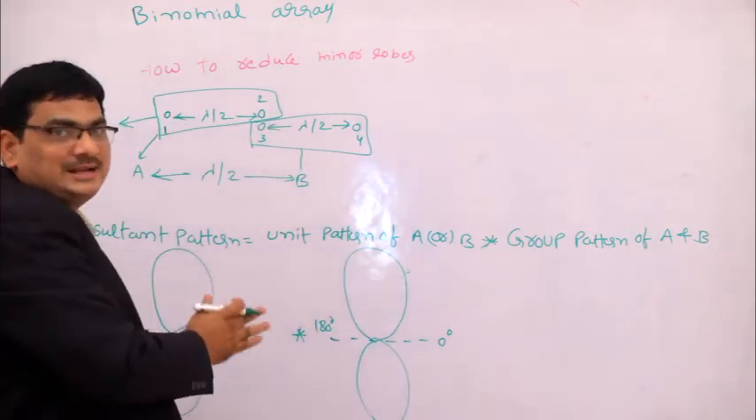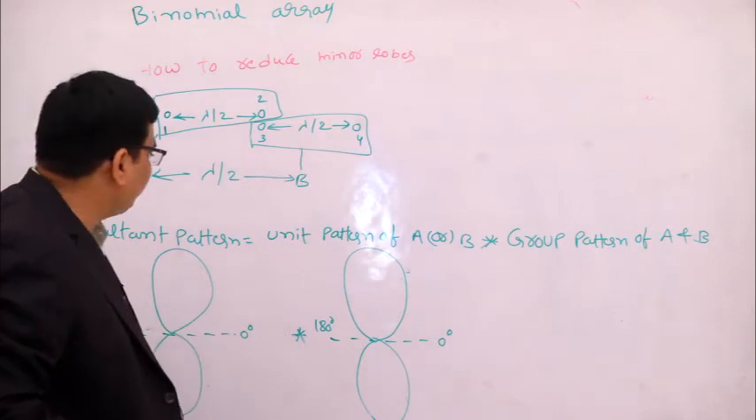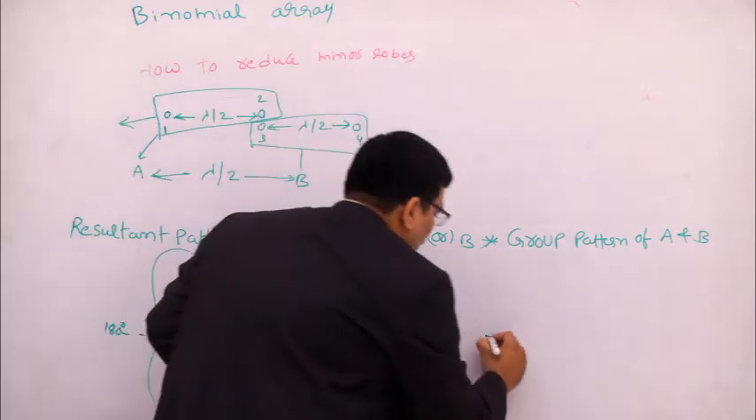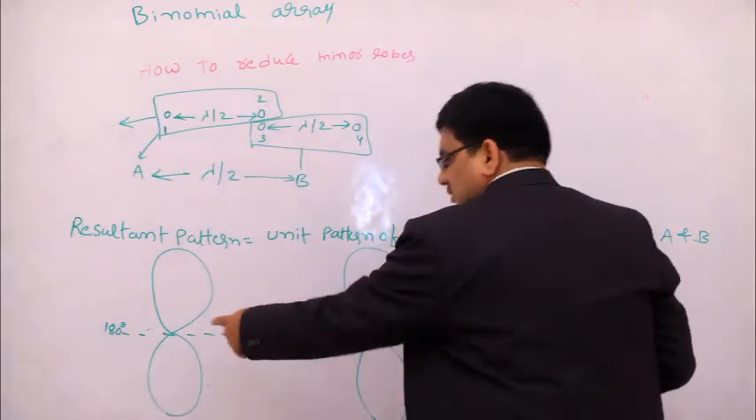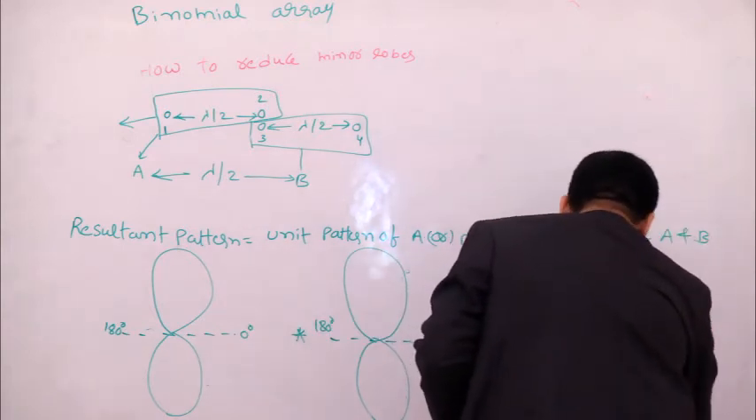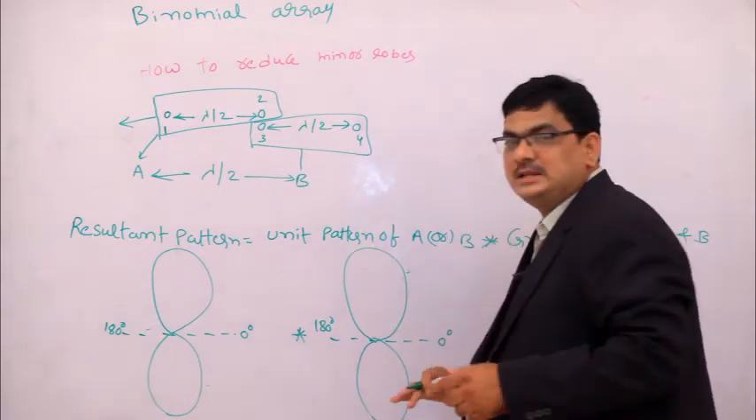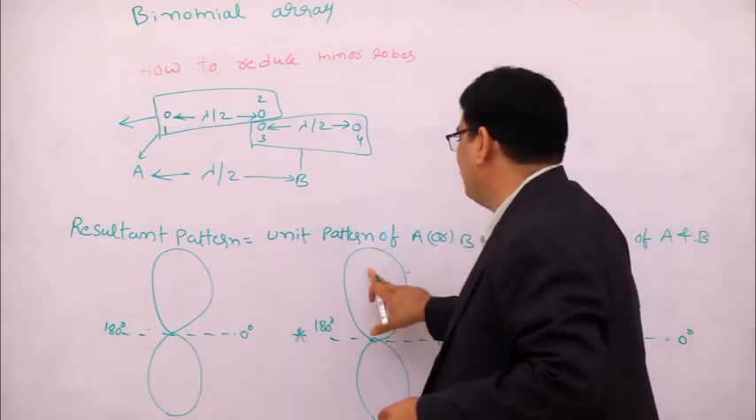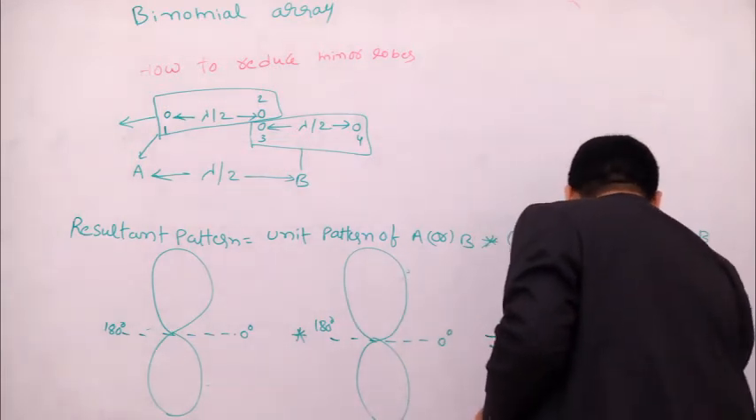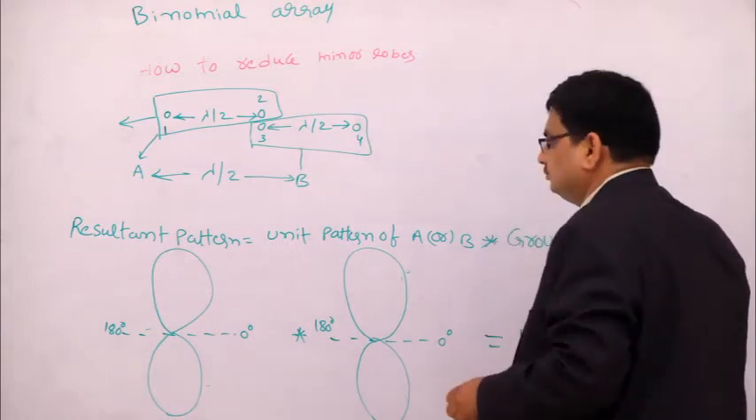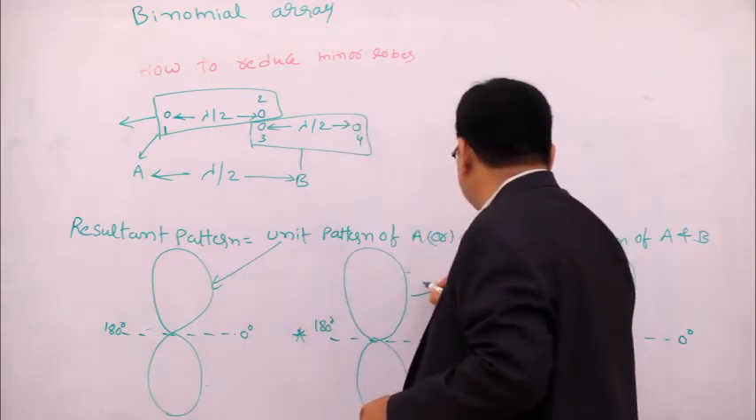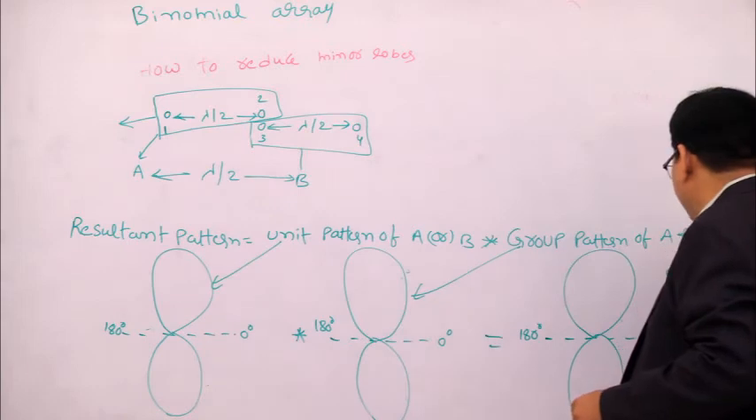So if you multiply these two patterns, that is the unit pattern of A or B into the group pattern of A and B, first draw the nulls. Both have the same nulls, so you mark the null at 0 degrees or 180 degrees and multiply the major lobe amplitudes. If you multiply those two amplitudes, you will get the resultant pattern like this. So this is the unit pattern, this is the group pattern, and this is the resultant pattern.